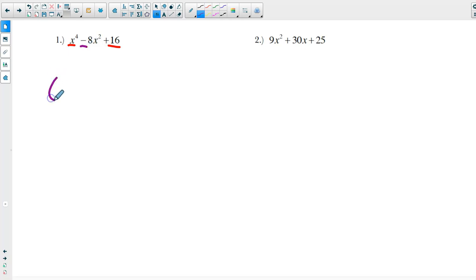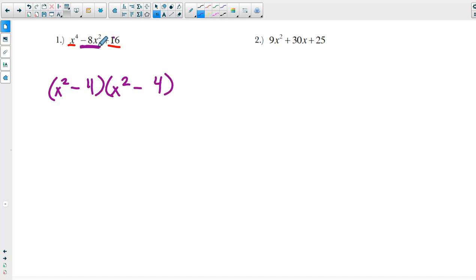Honestly, when I see this, I just say, okay, the square root of that is x squared. The square root of 16 is 4. And I write that down twice, and I put my minus signs in. That's factored. That's done. Now, the thing to check is this middle piece. This negative 8x squared confirms that I did this right.